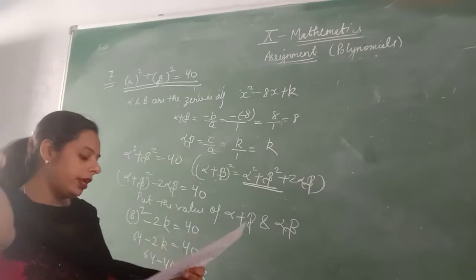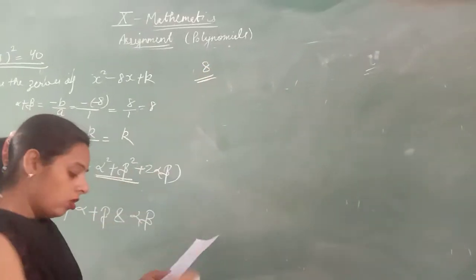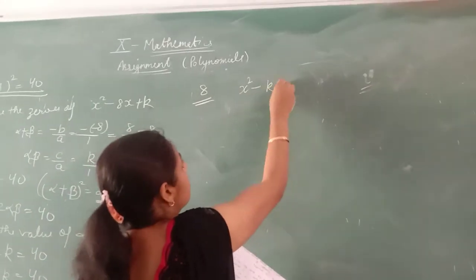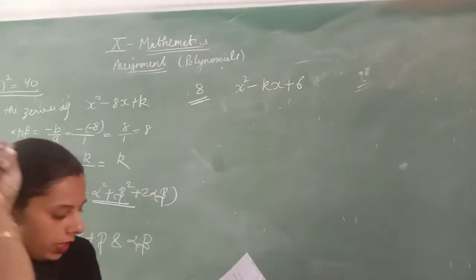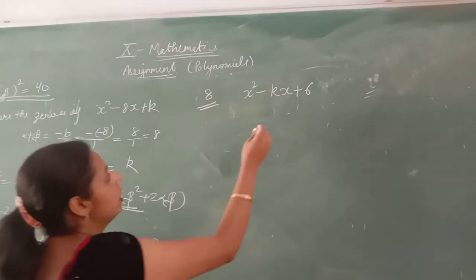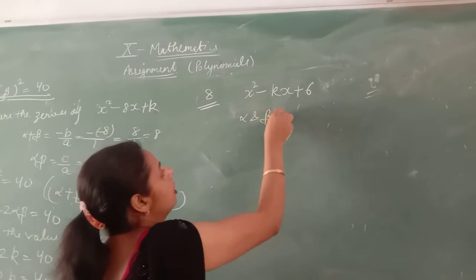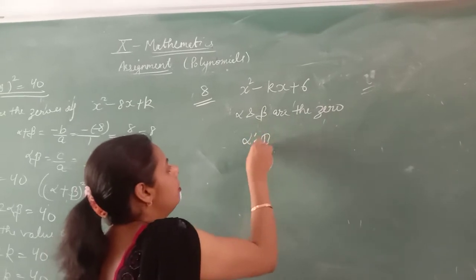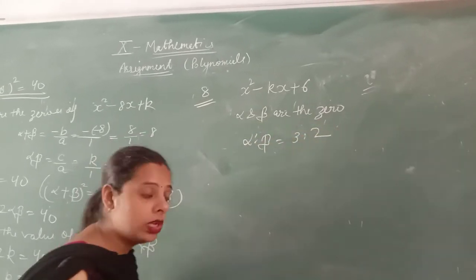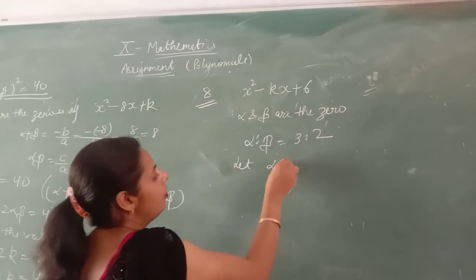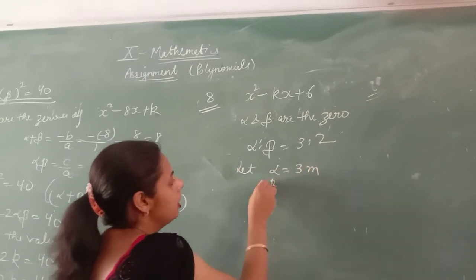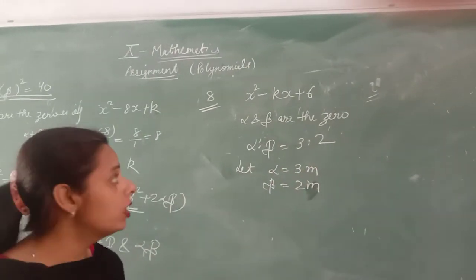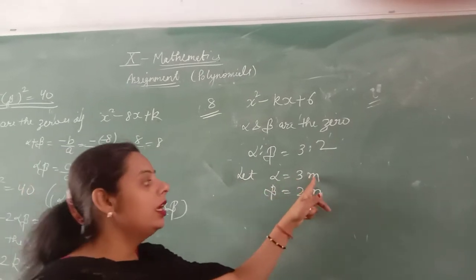Come to question number 8, where the zeros of a polynomial are given. What is the polynomial? x square minus kx plus 6. Alpha and beta are the zeros, and their ratio is given as 3:2. It means you can let alpha be equal to 3m and beta be equal to 2m. You can take any constant instead of m. You can consider it as 3a, 2a.